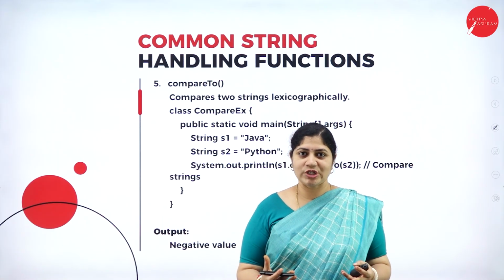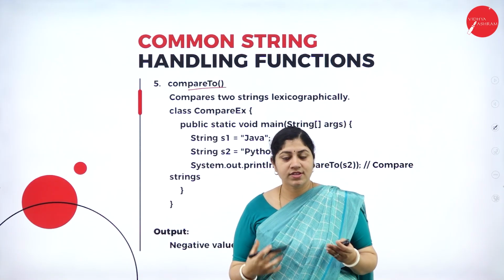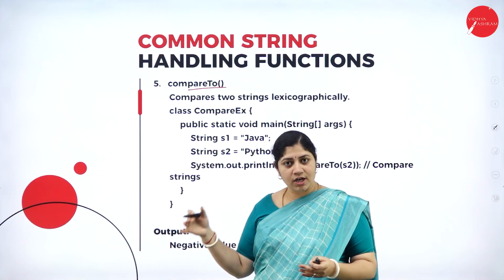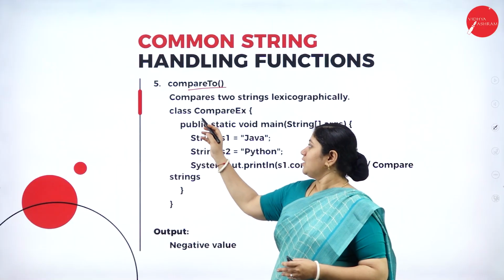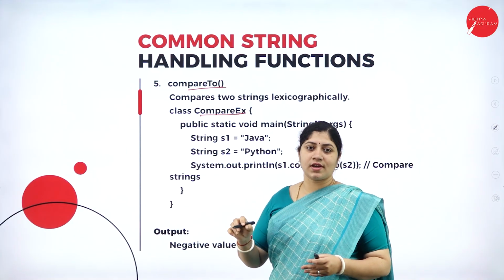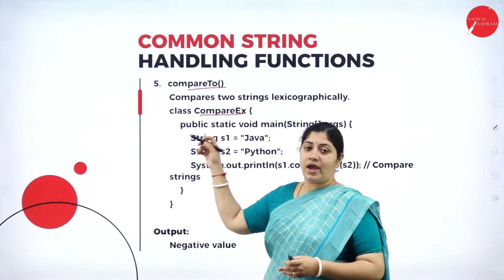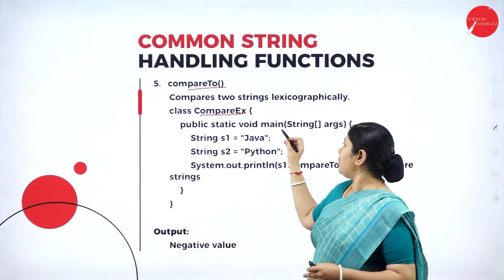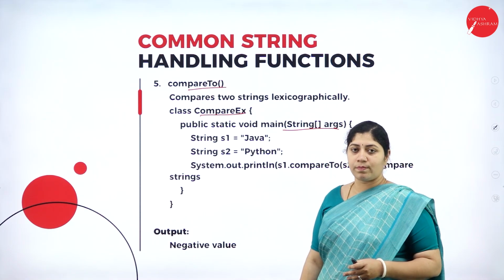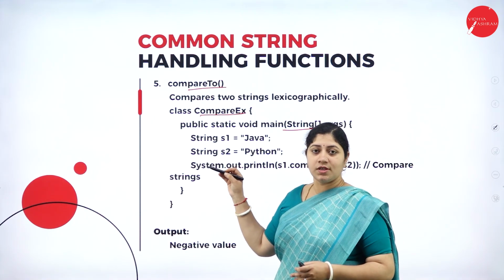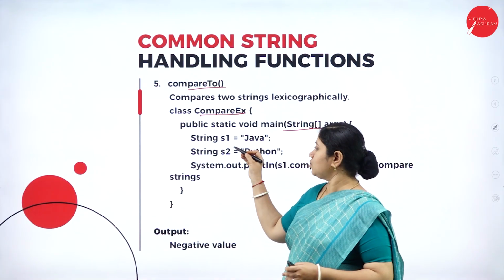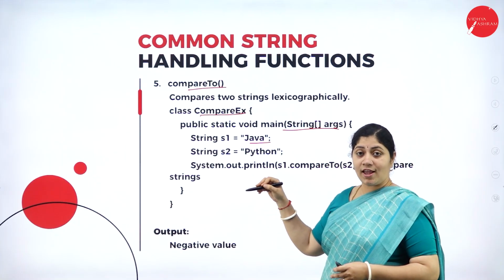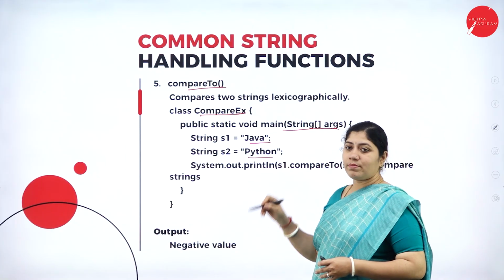The next type of function is compareTo. As the name itself says, it is used to compare two strings. So let's understand this with an example. We have started by defining a class CompareExample, and we have defined a main method, that is public static void main followed by String args. As we need to compare, we need two strings. So string 1 is defined with JAVA and string 2 is defined with Python.